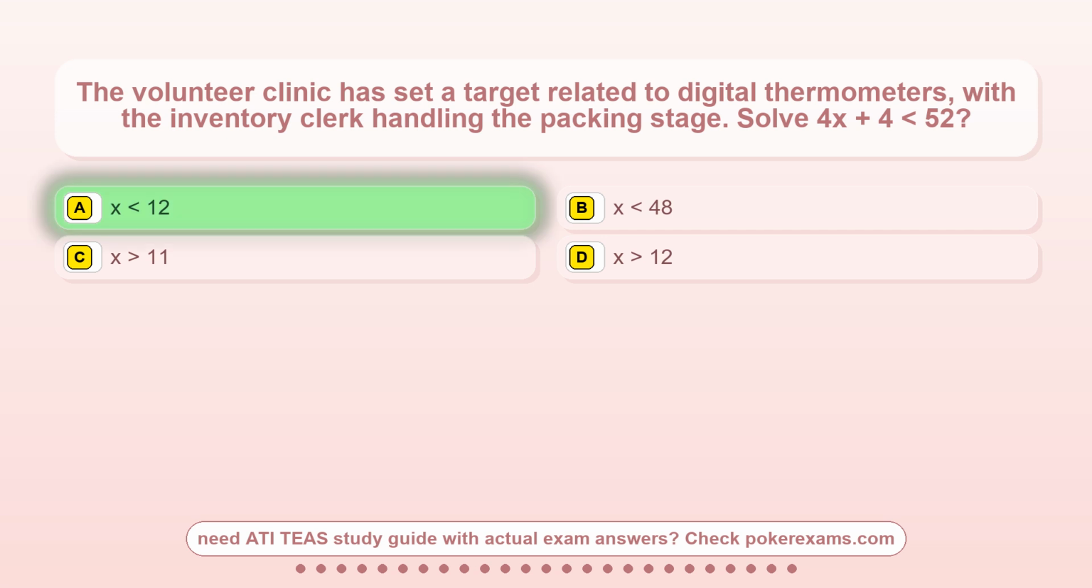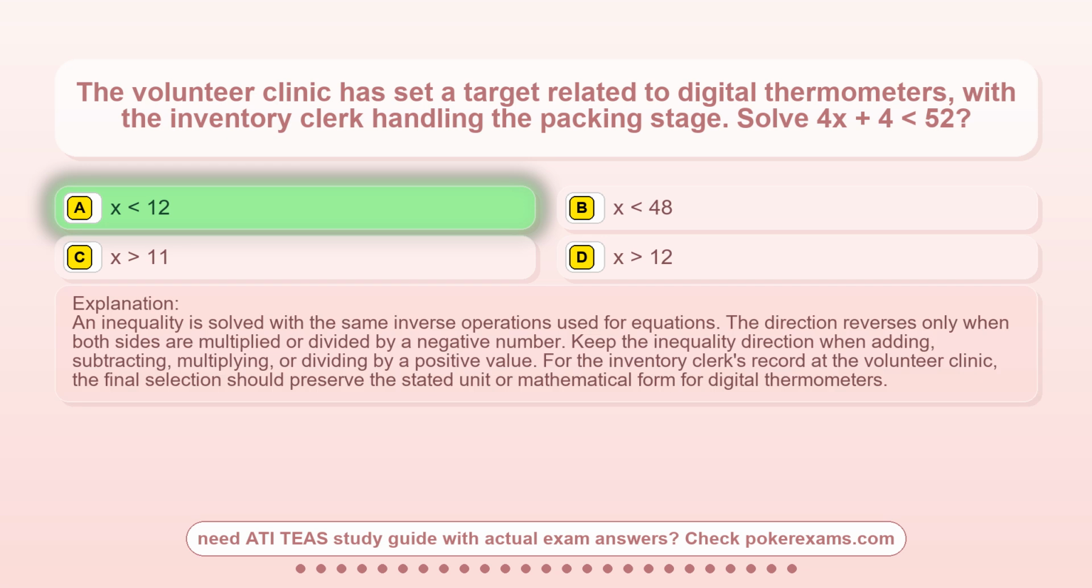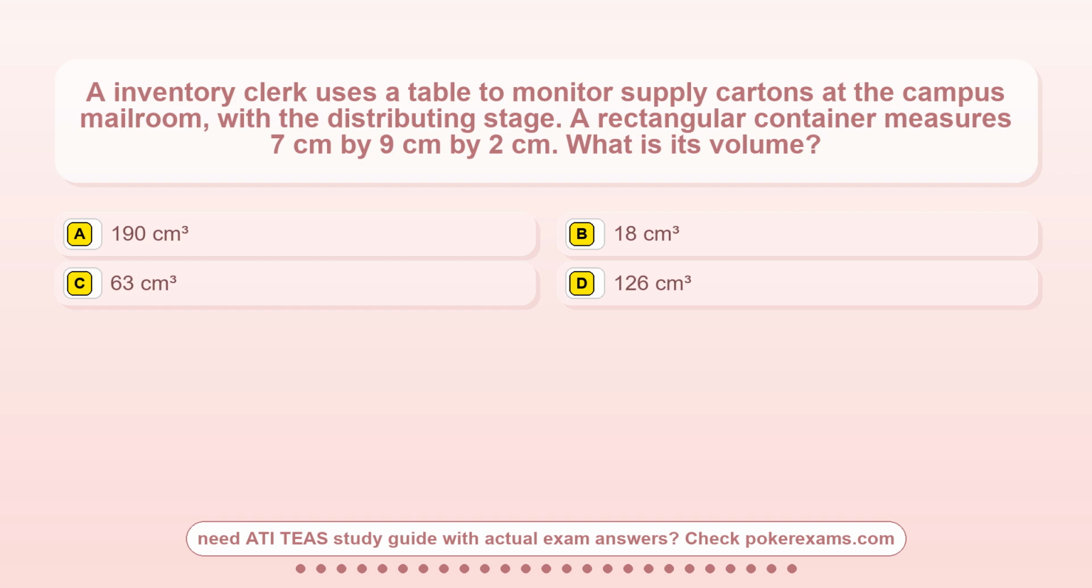The correct answer is option A, x less than 12. An inequality is solved with the same inverse operations used for equations. The direction reverses only when both sides are multiplied or divided by a negative number. Keep the inequality direction when adding, subtracting, multiplying, or dividing by a positive value. For the inventory clerk's record at the volunteer clinic, the final selection should preserve the stated unit or mathematical form for digital thermometers.